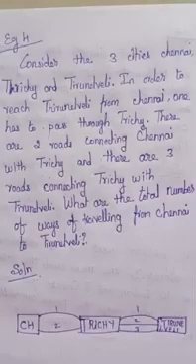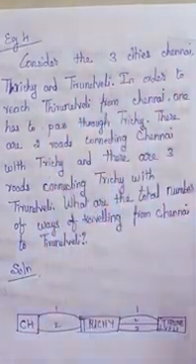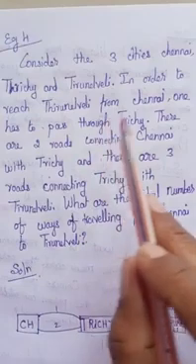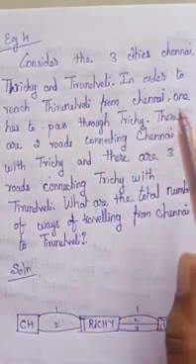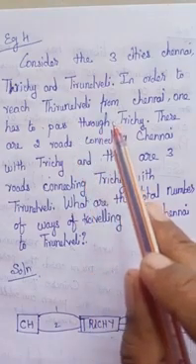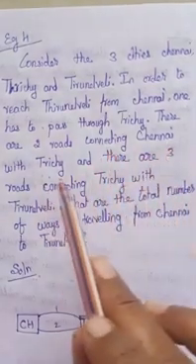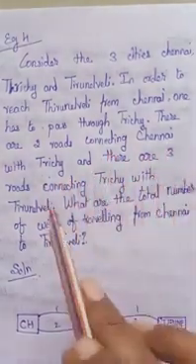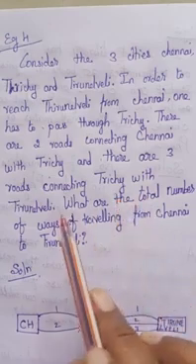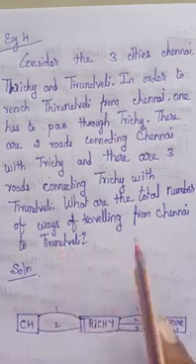See, till now we did the examples with the sum rule. Now shall we move to the product rule? Say the example. Consider the three cities Chennai, Trichy and Tirunelveli. In order to reach Tirunelveli from Chennai, one has to pass through Trichy. There are 2 roads connecting Chennai with Trichy, and there are 3 roads connecting Trichy with Tirunelveli. What are the total number of ways of travelling from Chennai to Tirunelveli?